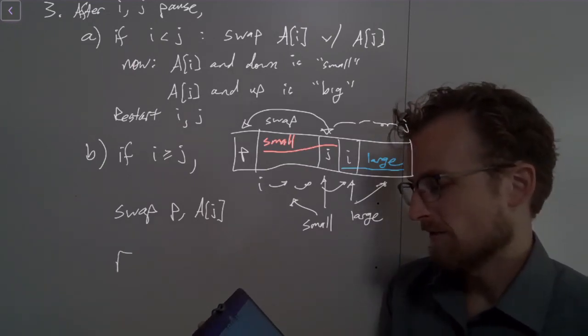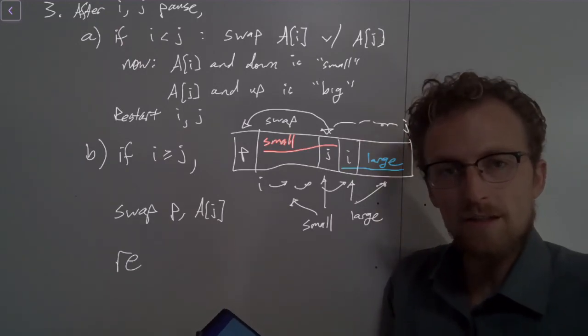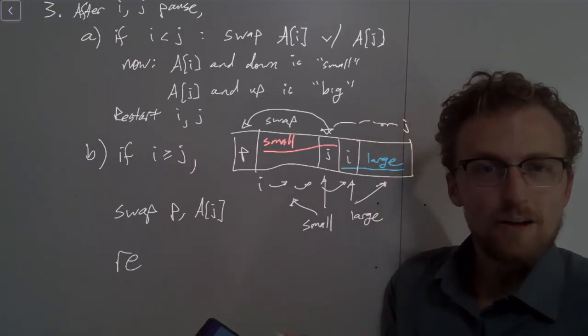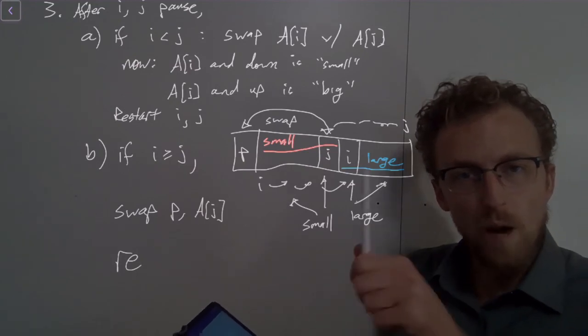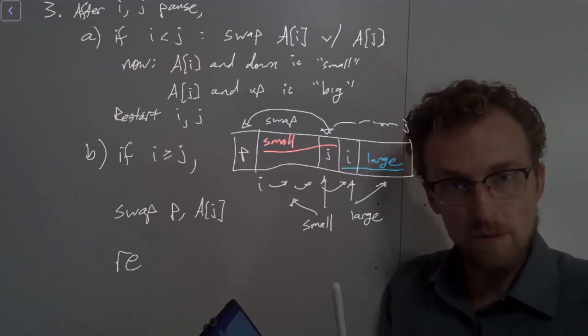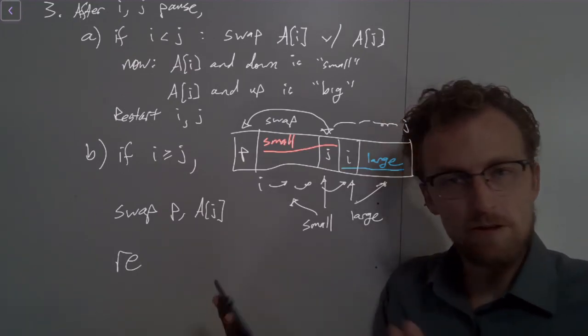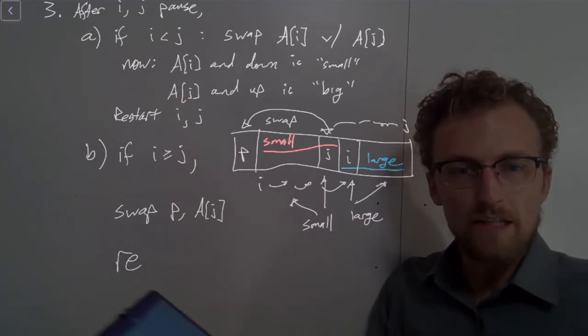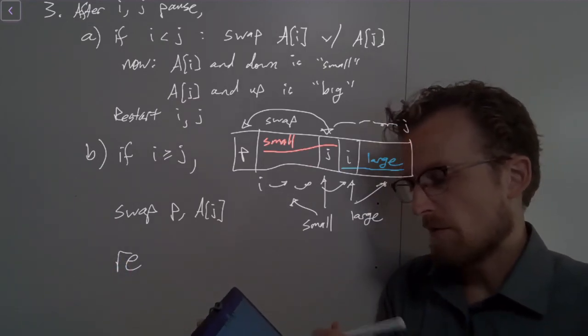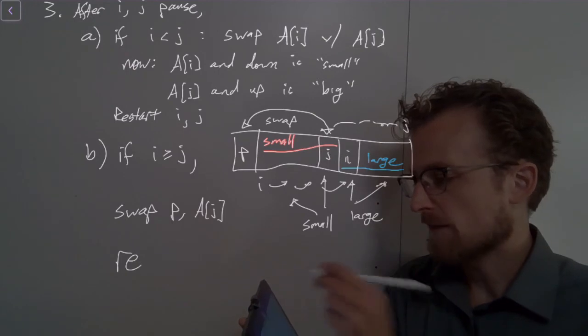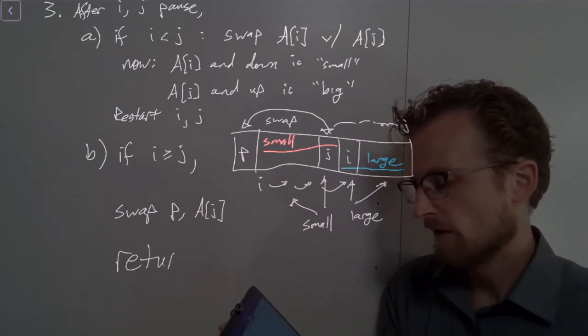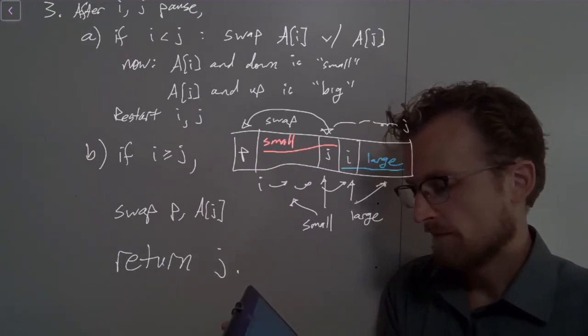j. So part of the goal of this is to tell Quicksort where the partition is, or where the pivot is, and that tells Quicksort where it needs to do the rest of its sorting. The pivot is now at index j, right? So we return j. Done.